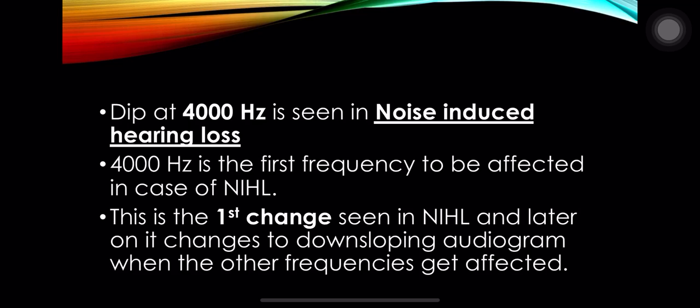But this dip at 4K or 4000 hertz is the first change noted in noise induced hearing loss, because 4000 hertz is the first frequency to be affected in case of noise induced hearing loss. And later on it changes to downsloping audiogram when the other frequencies get affected.